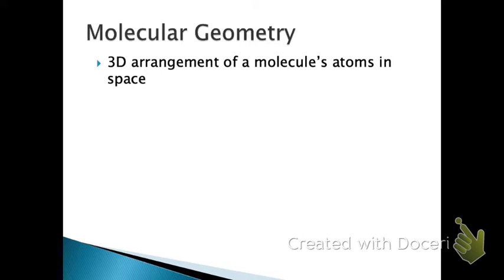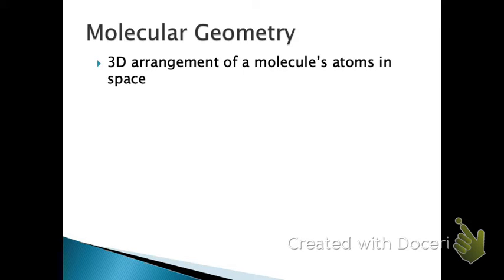If you had to guess what molecular geometry means, what do you think? Give me a simpler definition. The shape of a molecule. That's right. Geometry, we deal with shapes, right? So we're talking about molecular geometry. We're looking at the shape of a molecule.